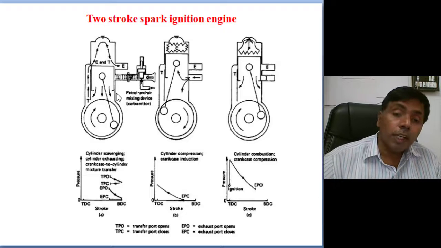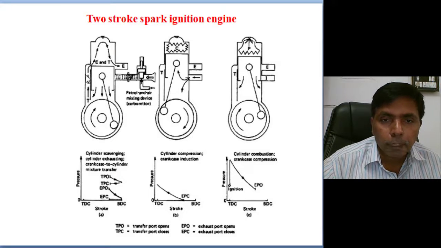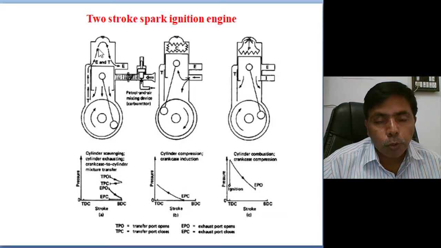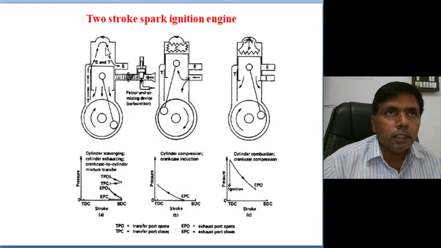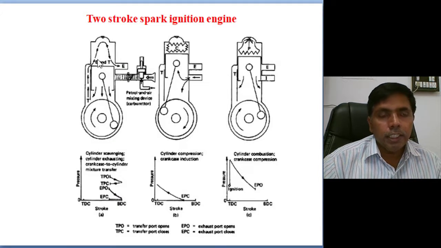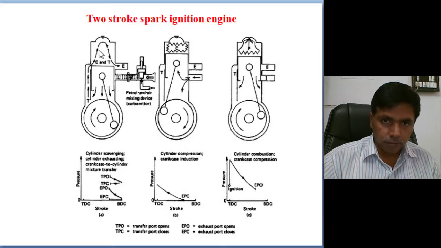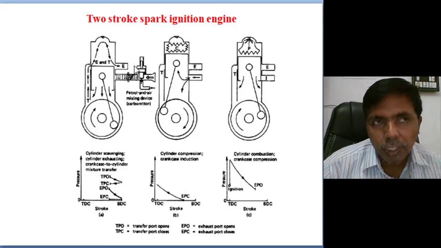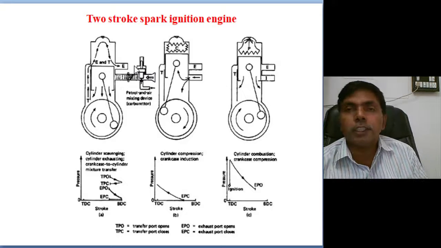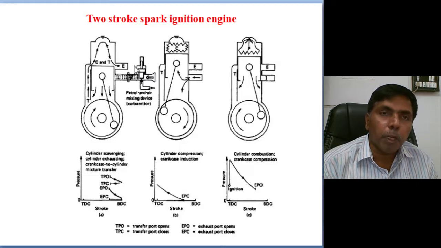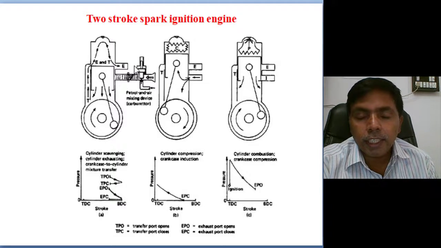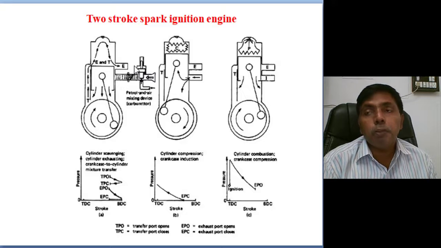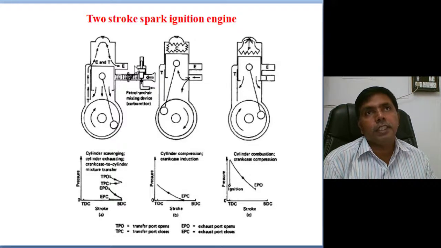But you see, in the scavenging operation, while the compressed air-fuel mixture is entering the cylinder, it is pushing the exhaust outside the cylinder. At that time, in poor scavenging conditions, some of the air-fuel mixture will also escape from the exhaust port. So before complete combustion, some of the air-fuel mixture is exhausted through the exhaust port. If poor scavenging is there, that is one drawback.